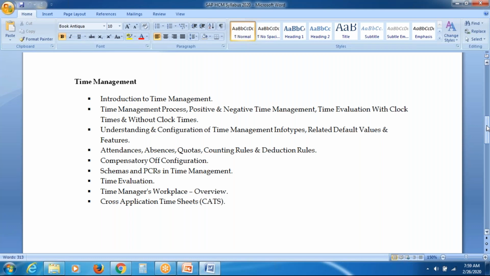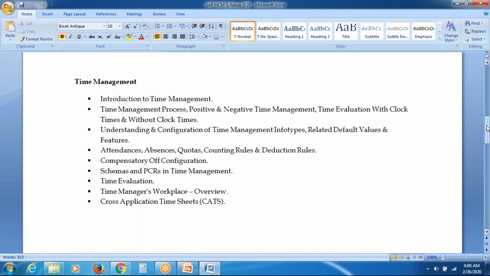And then if at all the employee has worked on a Saturday or a Sunday or a day off or a public holiday, even that will be recorded. That means all the time events have to be recorded. So that is going to be a start point in terms of the time management.